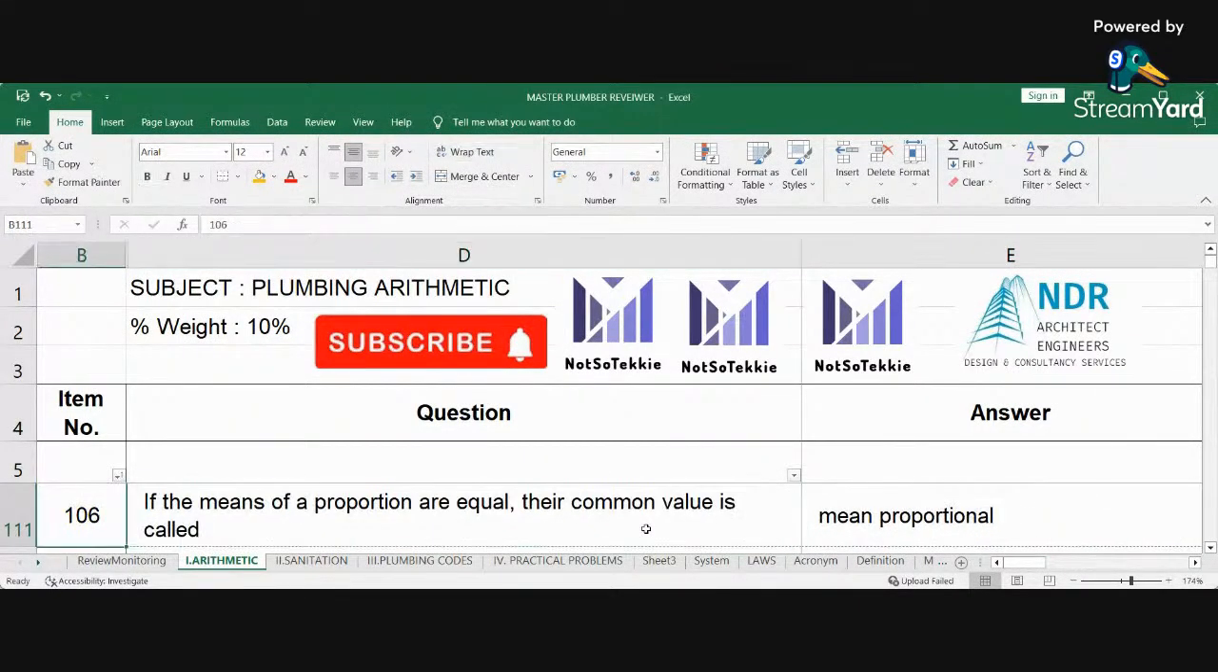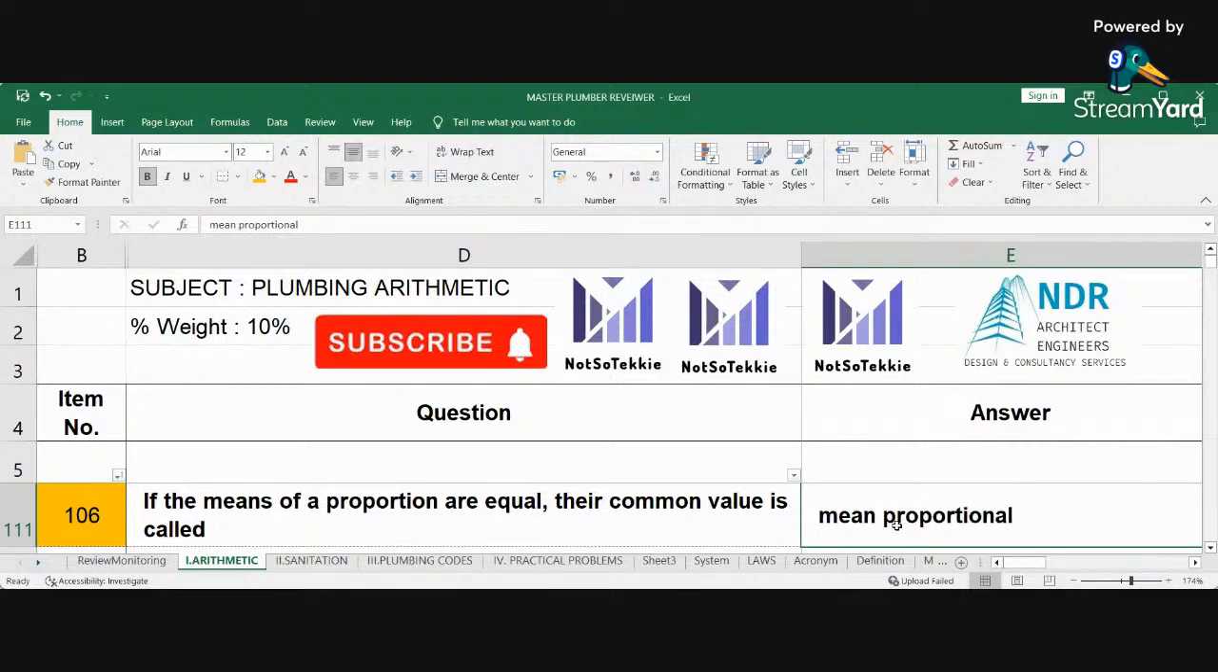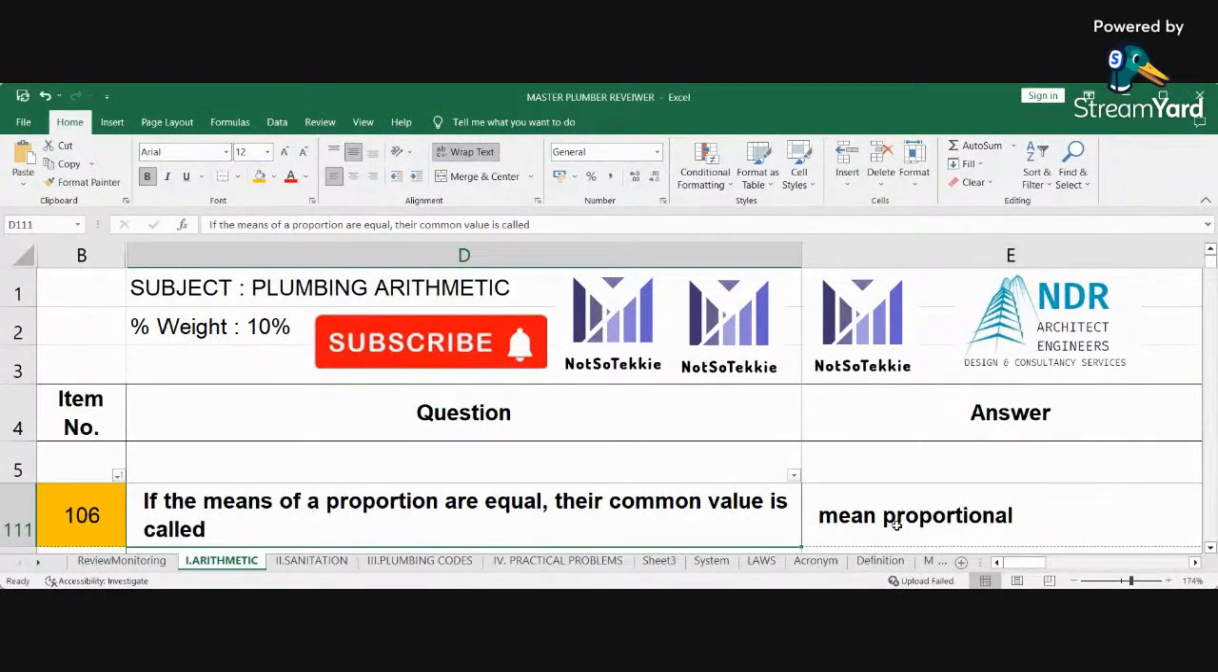106. If the means of a proportion are equal, their common value is called mean proportional also. Yun. Sorry, hindi ko na double check.